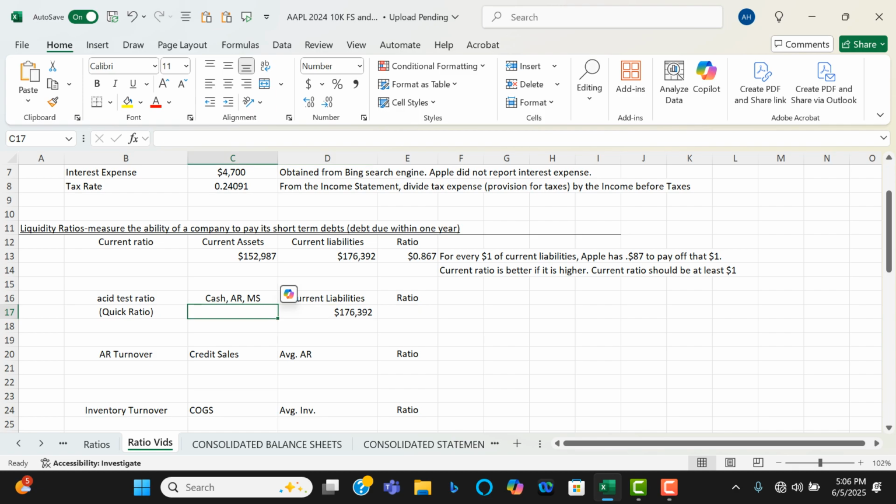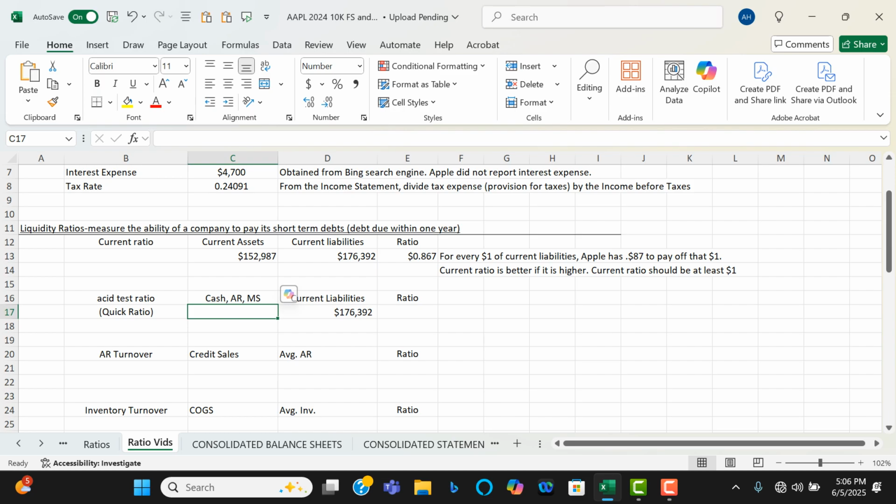Now, the numerator here is somewhat similar to the numerator in the current ratio, current assets, but we're not going to take all current assets. We're going to take out only the most liquid current assets, which, by the way, are also called quick assets. Cash, accounts receivable, and marketable securities. They're usually the 3 top lines on the balance sheet, and we call those quick assets because they're either cash or assets, accounts receivable, marketable securities, that can be very quickly converted to cash.